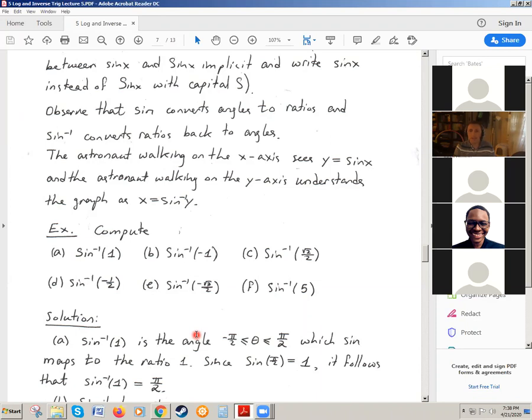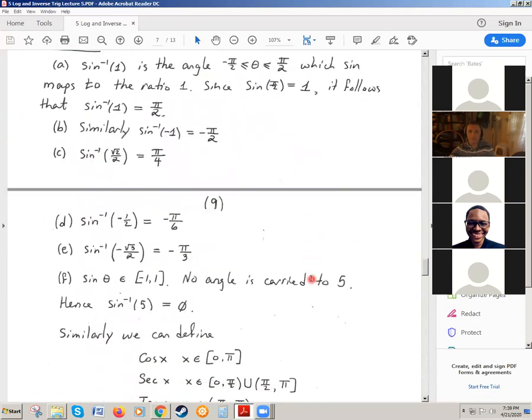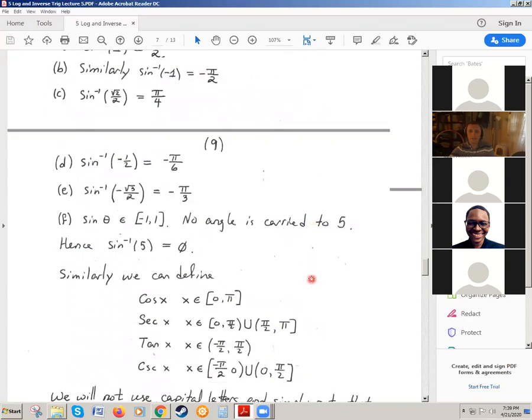What about f? What is sine inverse of 5? Isn't there none? Precisely, it's impossible, right? Sine only produces ratios between minus 1 and 1, right? And there is no angle that's mapped by sine to 5. This is saying I'm an angle that's mapped to 5 by sine. There's no such angle, so we consider it to be undefined.